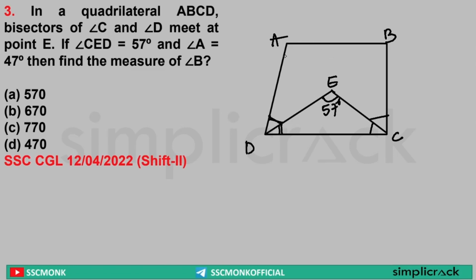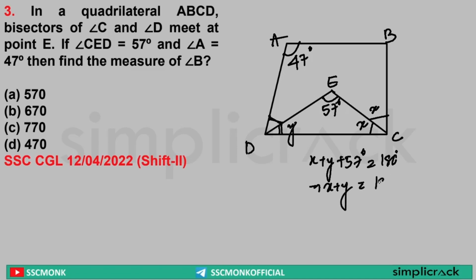Yes, A is equal to 47 degrees. Then find the measure of the angle B. Clear? Let's say this is X, so this will be X. This is Y. See, X plus Y plus 57 degrees is equal to what? 180 degrees, right? So X plus Y is equal to what? 180 degrees minus 57 degrees, that is equal to 123 degrees.